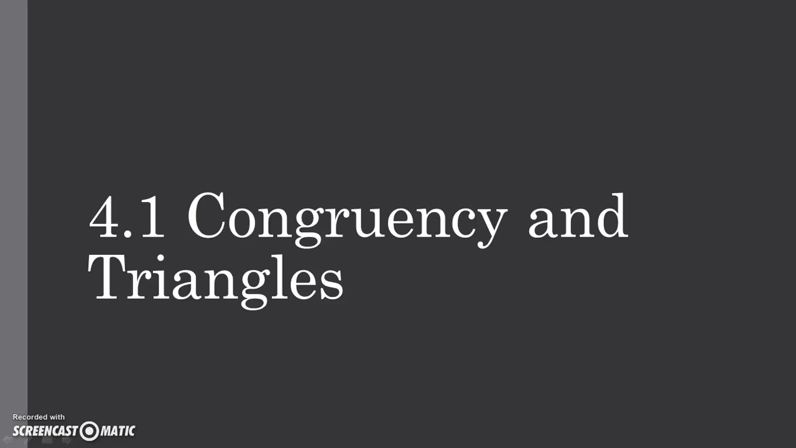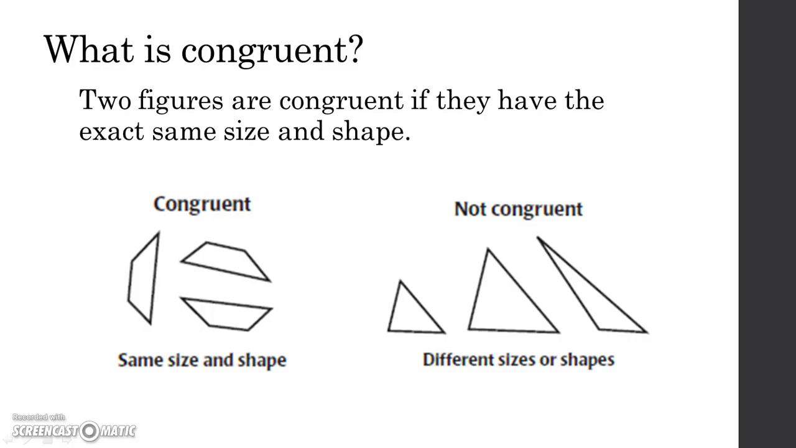Welcome to 4.1 congruence. So first off, congruent just means same size and shape. On the left here, we have congruent trapezoids. They're all trapezoids, and they have the same size, lengths, and angle measurements. On the right here, we have triangles, but notice the one on the right is an obtuse triangle, with the two on the left are acute, and none of them have the same size, angle measurements, or sides together.